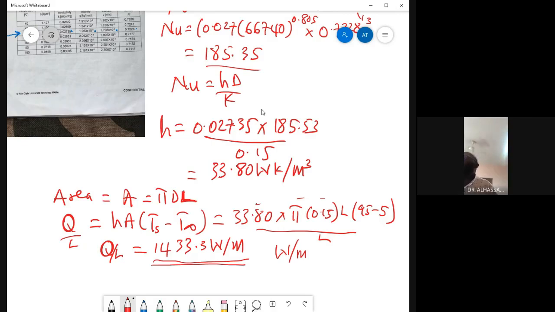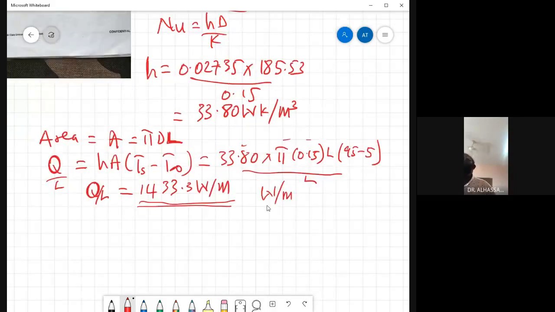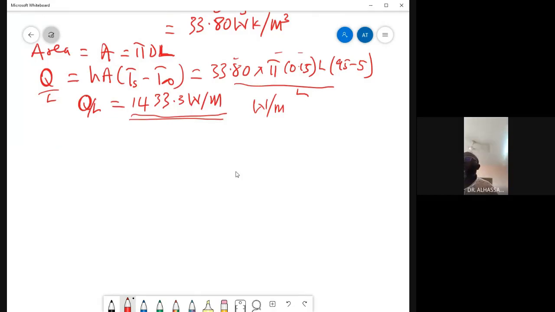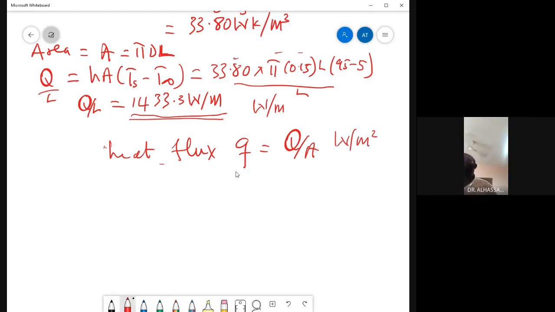So heat flux, what is heat flux? Heat flux is heat loss per unit area. You understand? So heat flux, which is small q, is big Q divided by area. And the unit for this is going to be watt per meter square. But here the question says determine the heat loss per unit length, so it should be in watt per meter. Is it clear to you?